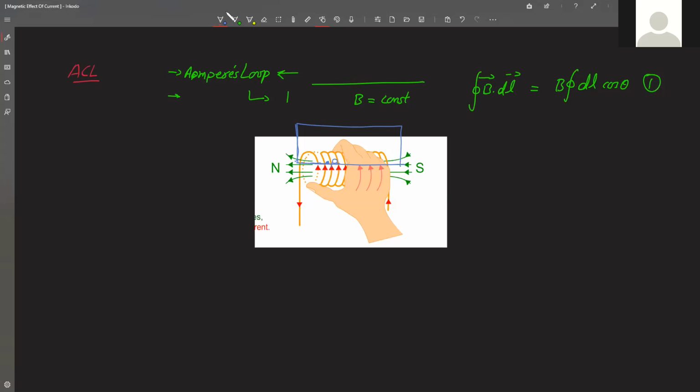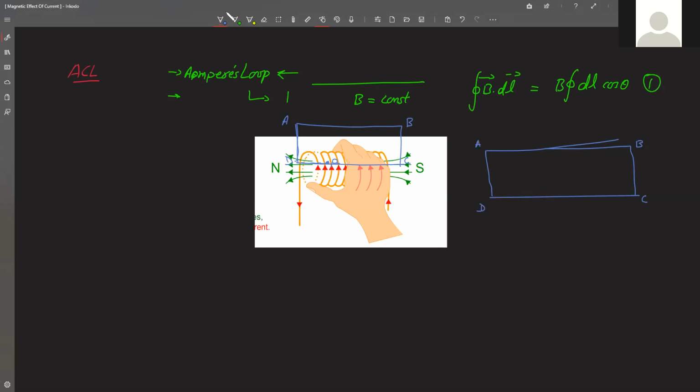Now consider a separate rectangle here, because this is a rectangular loop. So now consider a separate rectangular loop here like this. Suppose these points are A, B, C, and D. So this is the magnified view of the same A, B, C, and D.